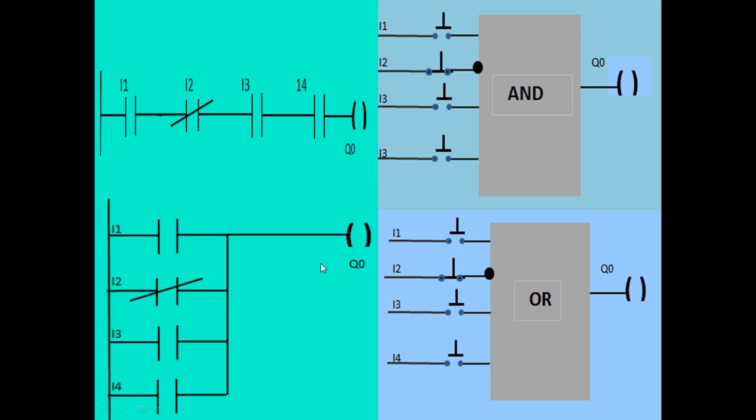If you see this program, to energize Q0, I1 or I2 or I3 or I4 should be satisfied. Here OR function is used. Any one of the instructions should be satisfied to energize Q0.